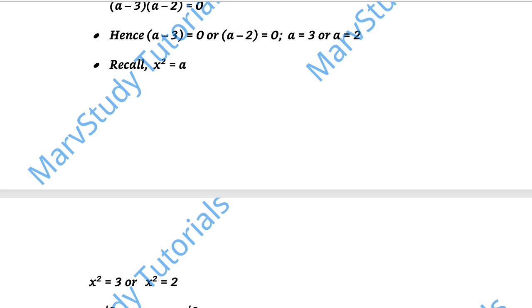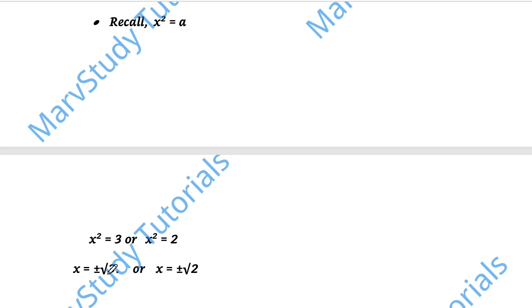So then we are now going to have x equal to plus or minus root 3 or x equal to plus or minus root 2, because we have two possible solutions for the square root of a number. It's either positive or negative, because negative times negative is positive. So x is equal to plus or minus root 3 or x equal to plus or minus root 2.